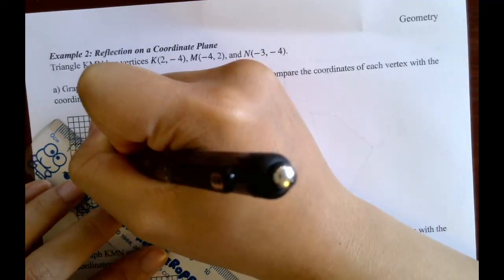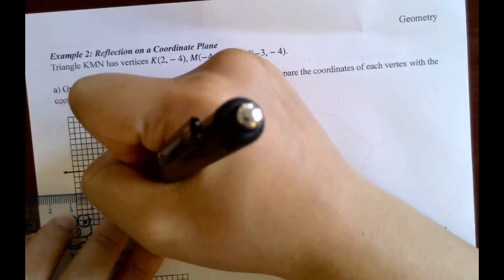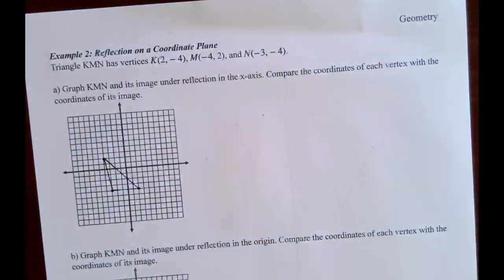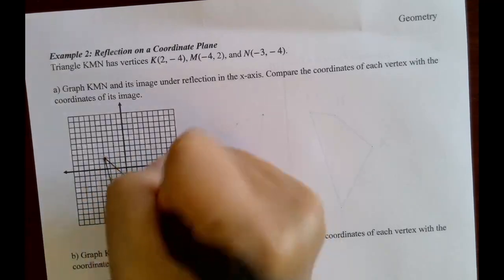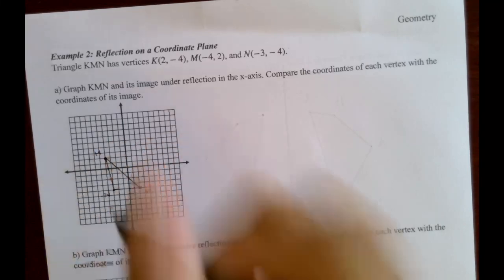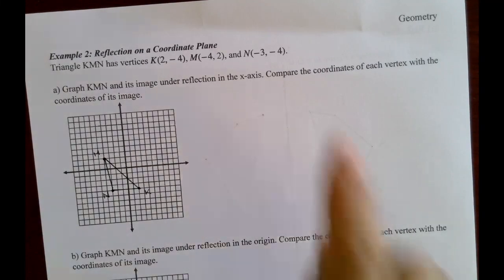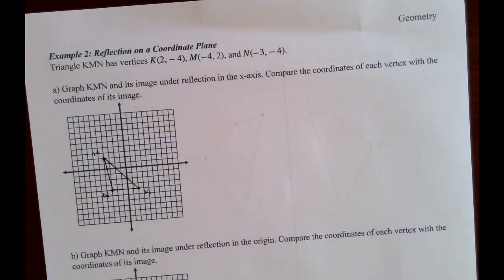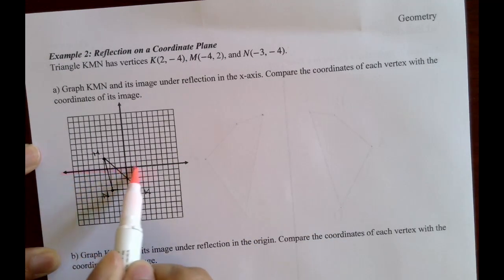And then since I'm just going to do it 3 times across different types of reflection, I'm just going to graph it really quickly for the other two as well. So this is K, this is M, and this is N. Okay, so for my first one, I want to reflect it across the x-axis. So just to help me, I'm going to highlight my line of reflection. So the x-axis, that is this here.